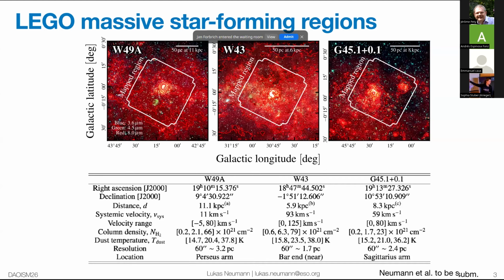And this is what we invested a lot of time with the IRAM 30 meter for, to really map large regions here. You can see these fields of view are about 60 to 100 parsec across. So we're capturing the whole molecular cloud, not just the very dense clumps. And this makes this the perfect sample to compare with extragalactic studies, where we also typically have a beam which is at least as large as this whole field of view.